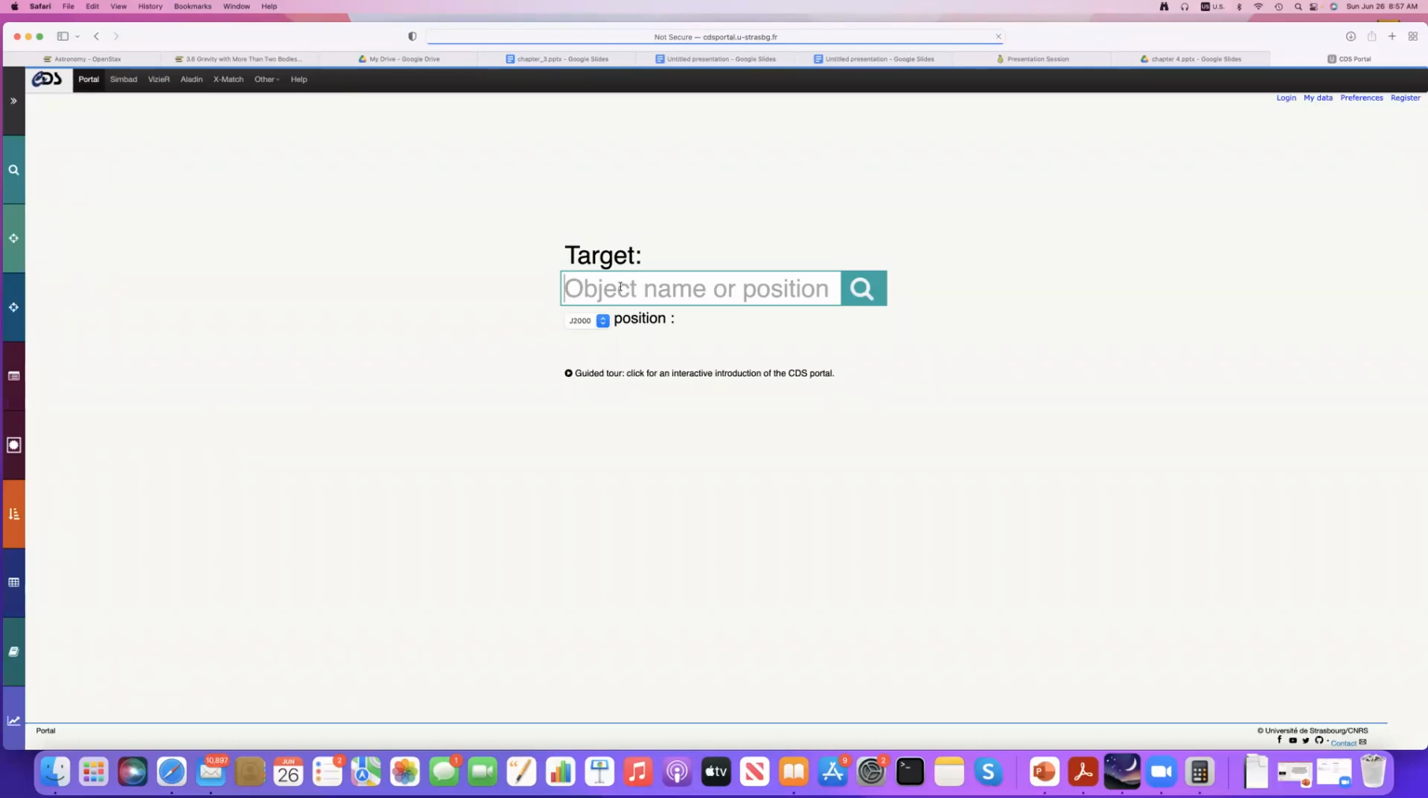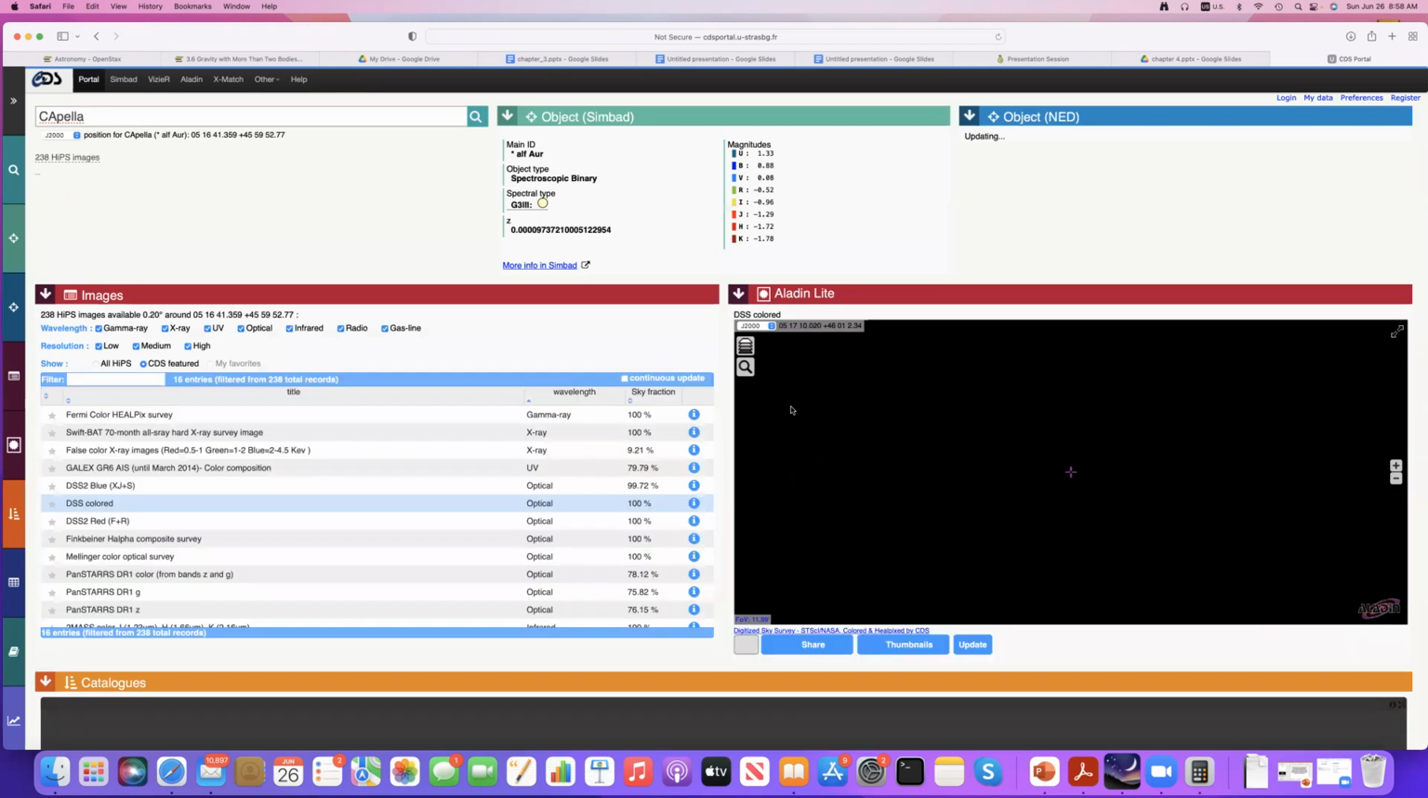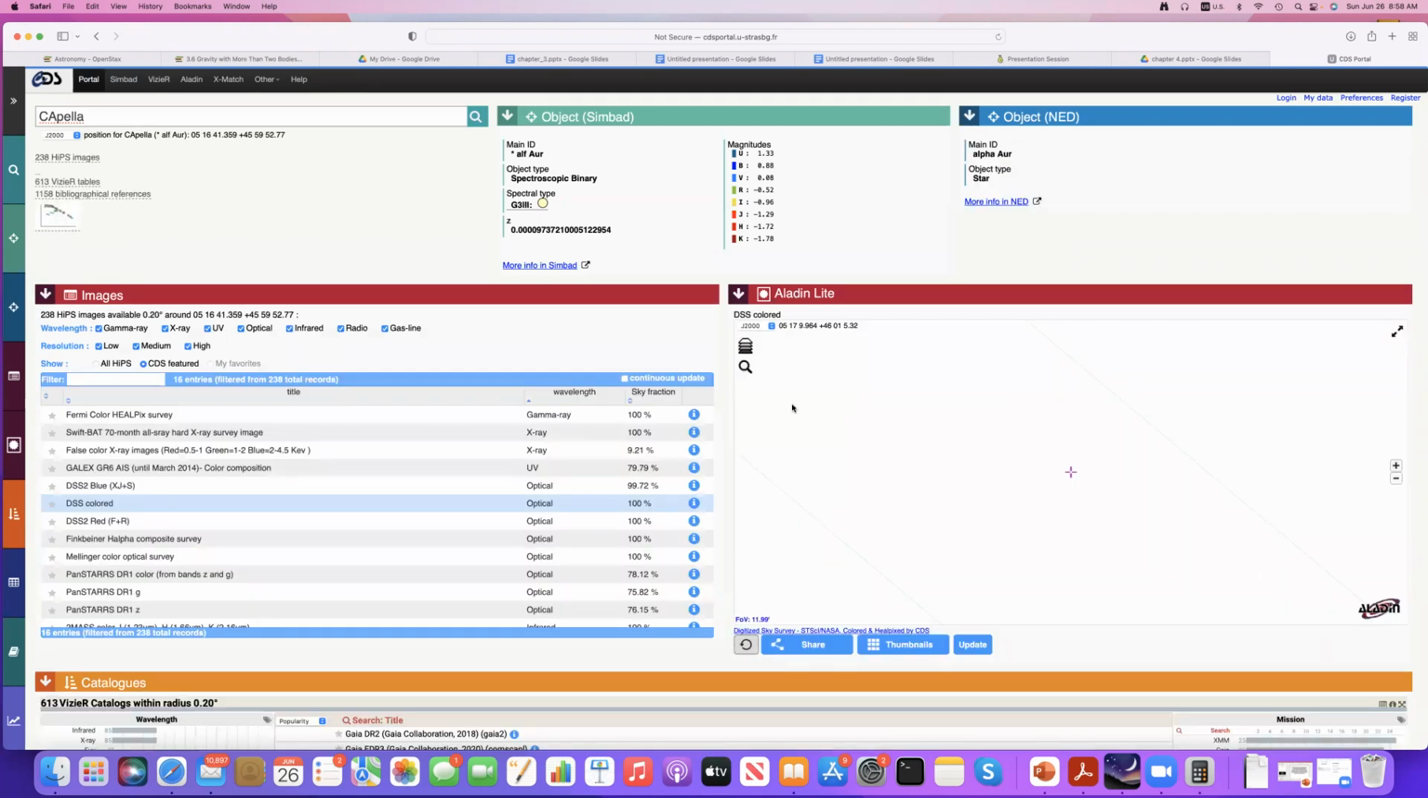So let me just type the name of the object, and I can search for that, and there is another option right here which is mentioned as J2000, right? I will explain what that means later. Let me just search for it, and then you can get all the information about this particular star right here. And I assume that you can see my screen, right? Because I have changed the screen.